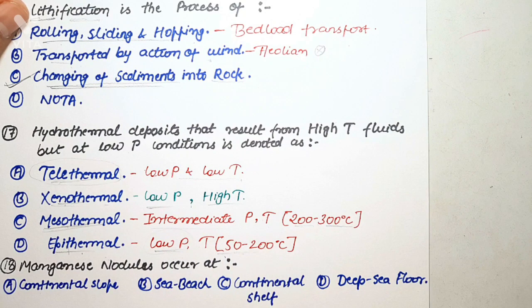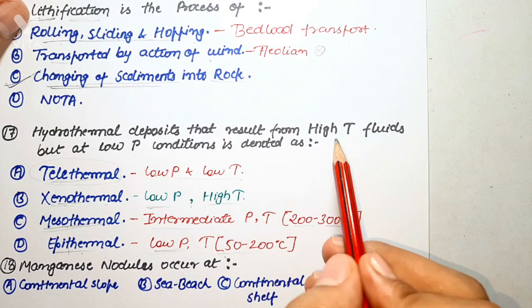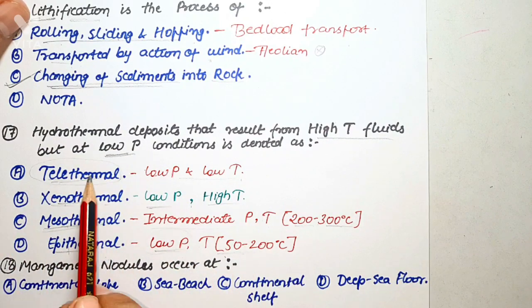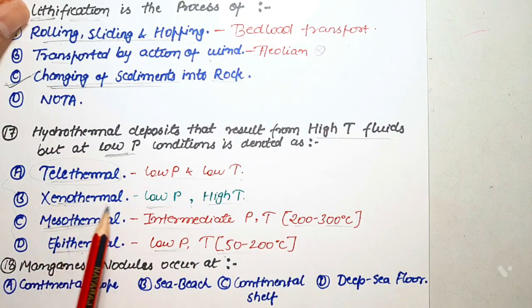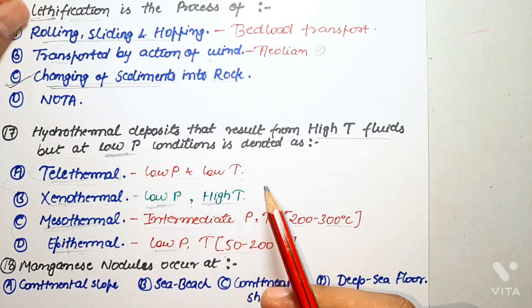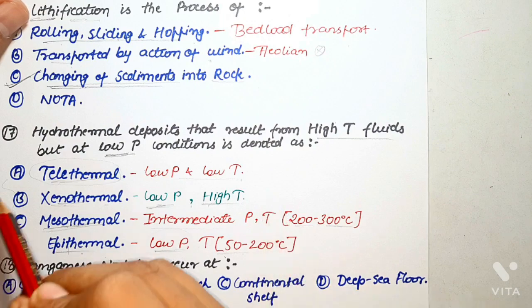degrees Celsius. Now coming back to the question, it is asking about those hydrothermal deposits that result from high temperature fluids but at low pressure. So among these, genothermal is the only one that forms under low pressure condition but high temperature condition. So the correct answer to this question will be genothermal.